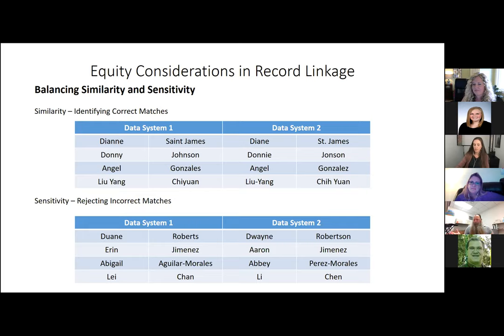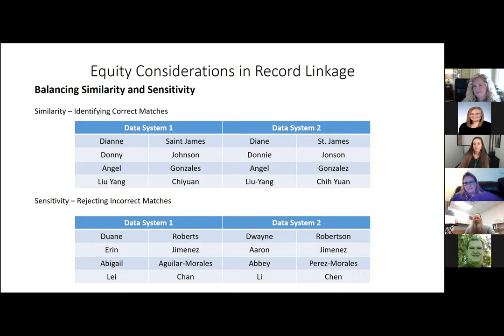is balancing: are we able to catch everybody we should be catching? Are we high enough on our similarity indexes to catch correct matches in messy data? Administrative data is messy. Typos, different ways of spelling people's names, versus balancing that against the sensitivity to not force linkages. Are we still sensitive enough to pick up that two individuals, although their names are similar, or their other demographic information is very similar, are in fact different people?